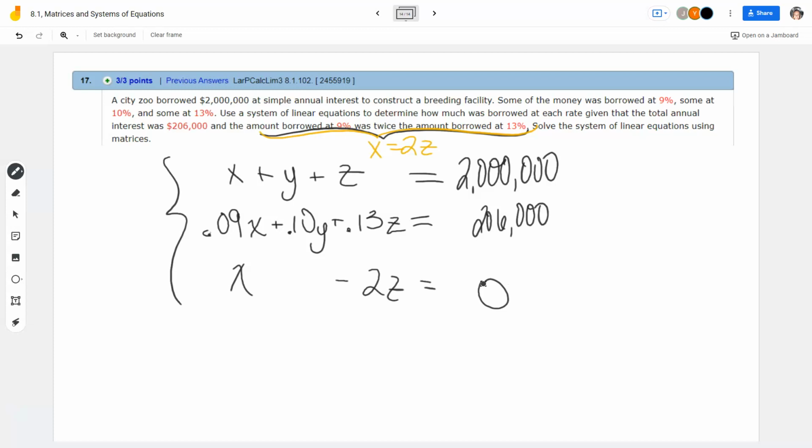Alright, cool kids. What'd you get as your final answer? How much of the 9%? X is equal to? Cool. And then at the 10%? Cool. And then at the 13%?